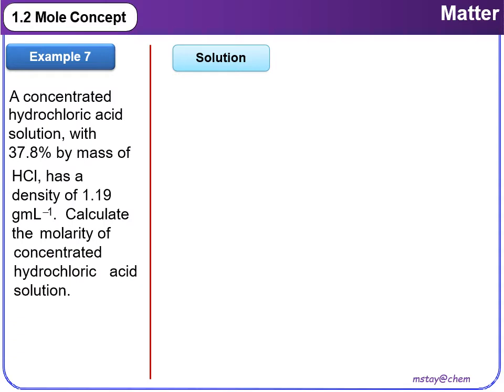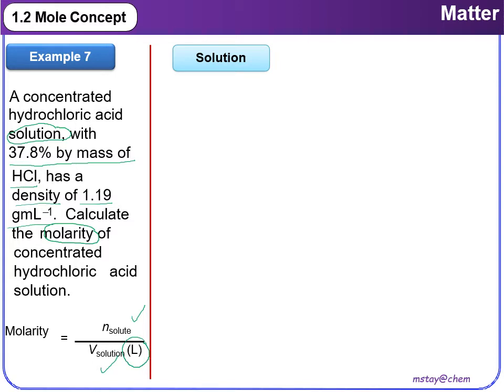Now let's look at example 7. In this question, they give us 37.8% by mass of HCl, and they also give us 1.19 gram per ml, which is the density of solution. Then they ask us to calculate the molarity. So as usual, the first step is to write down the formula for the molarity. It's moles of solute over volume of solution in the unit of liter.